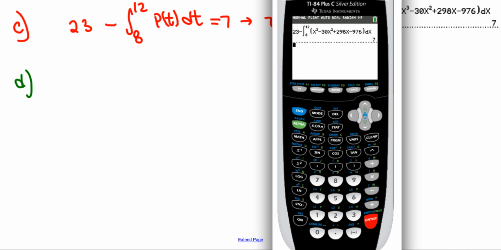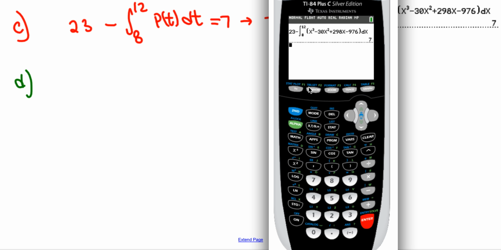So what I'm going to do is this: y equals, I'm just going to put down the values as they are, x cubed minus 30x squared plus 298x minus 976. Now, the window here: x goes from minimum 8 to maximum 12.